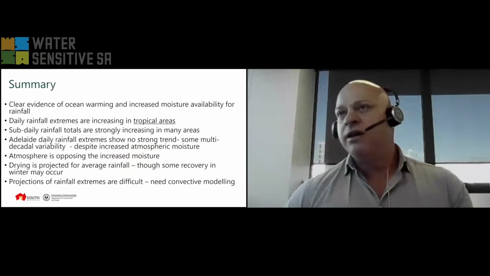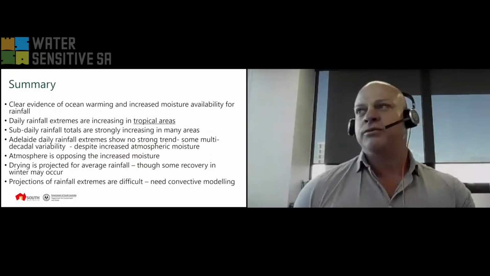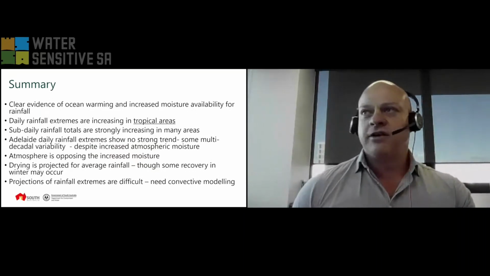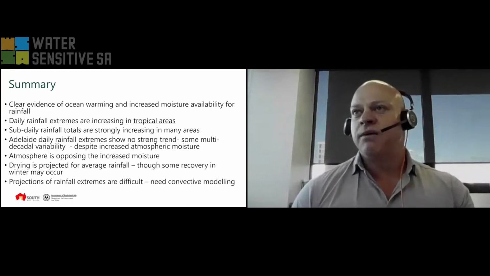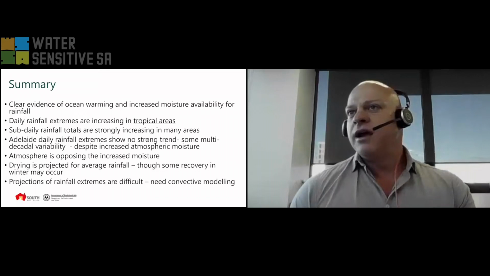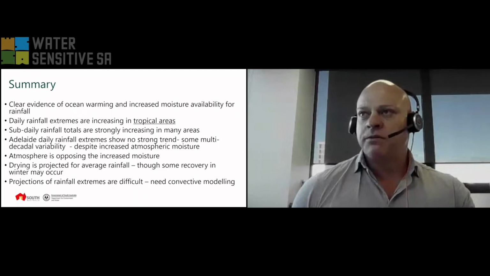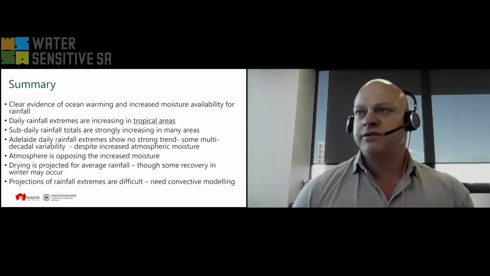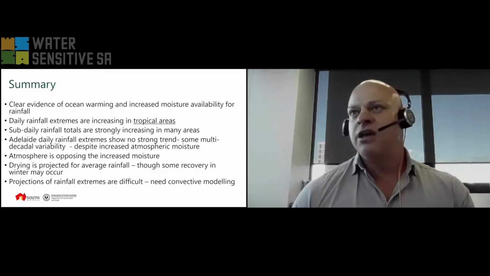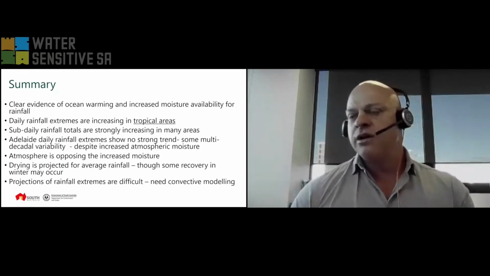So I'll finish up there. So just some summary points. There's clear evidence of ocean warming, increased moisture availability. Daily rainfall extremes are certainly increasing in tropical areas, subdaily strongly increasing in many areas. But if you look at the Adelaide region, daily rainfall extremes are not showing any particular trend, with possibly some multi-decadal variability, despite that increased atmospheric moisture, but we've got those opposing mechanisms going on.